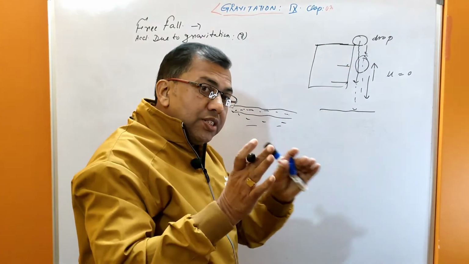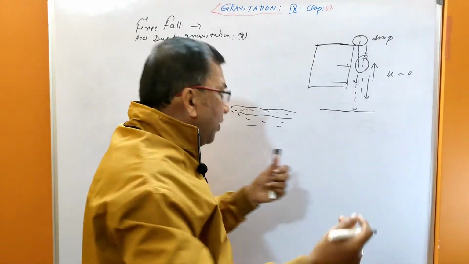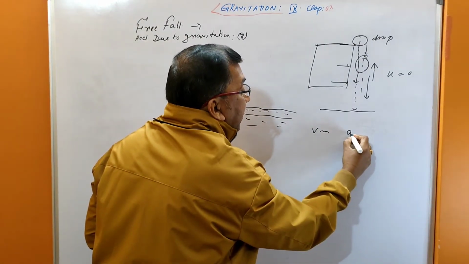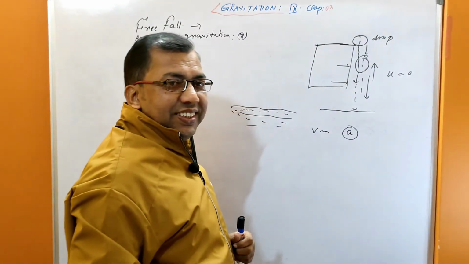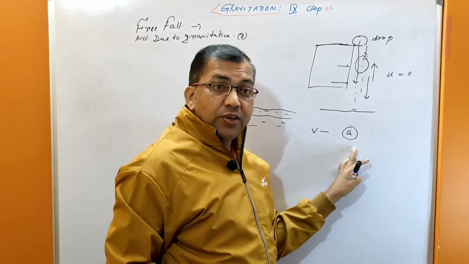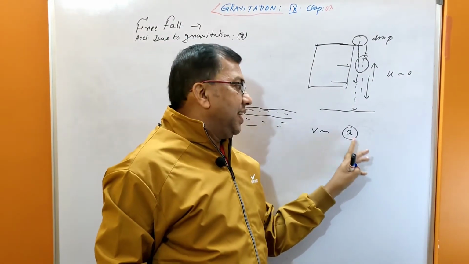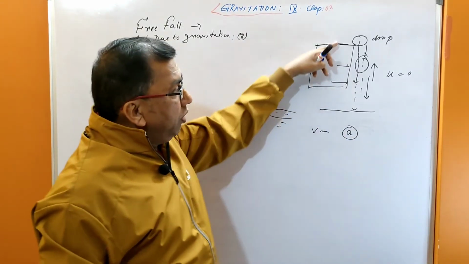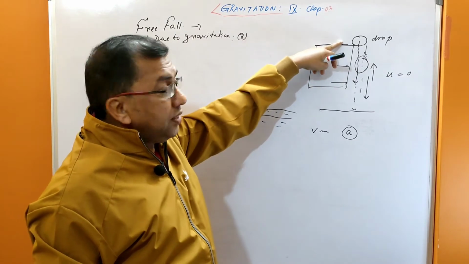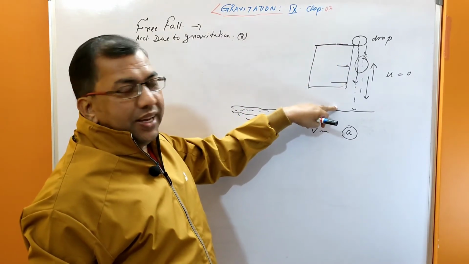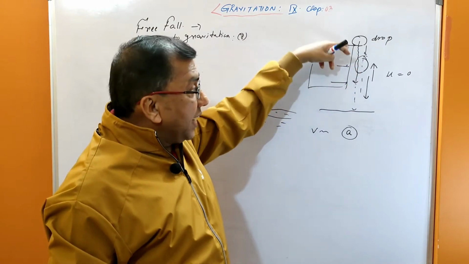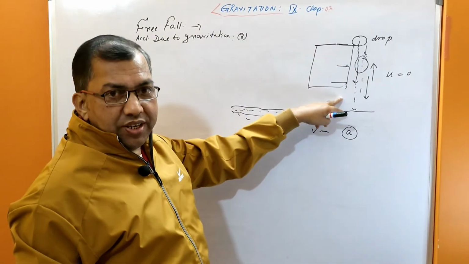The velocity is changing, which means what? Velocity change means acceleration occurs. In that case, acceleration will be observed. Velocity change means acceleration occurred. So in this case, free falling body, this acceleration is termed as acceleration due to gravity.